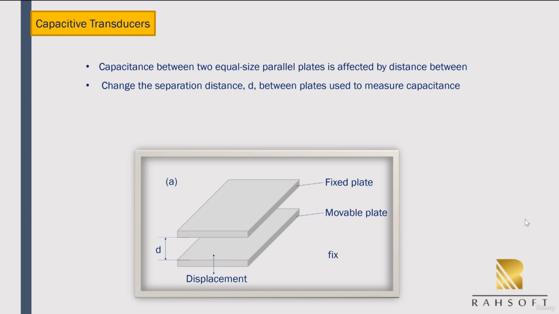The next type of transducer that we'll be discussing is a capacitive transducer. Capacitance between two equal-sized parallel plates is affected by the difference in distance between them. Changing the separation distance, as shown below, between the plates can be used to measure capacitance.